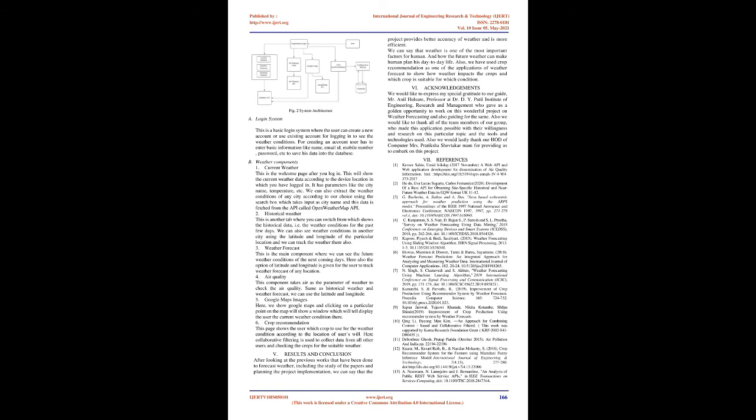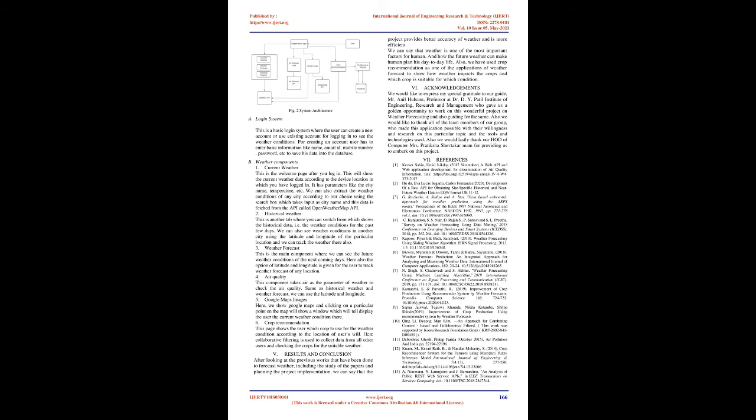B. Weather components. 1. Current weather. This is the welcome page after you log in. This will show the current weather data according to the device location in which you have logged in. It has parameters like the city name, temperature, etc. We can also extract the weather conditions of any city according to our choice using the search box, which takes input as city name, and this data is fetched from the API called Open Weather Map API.